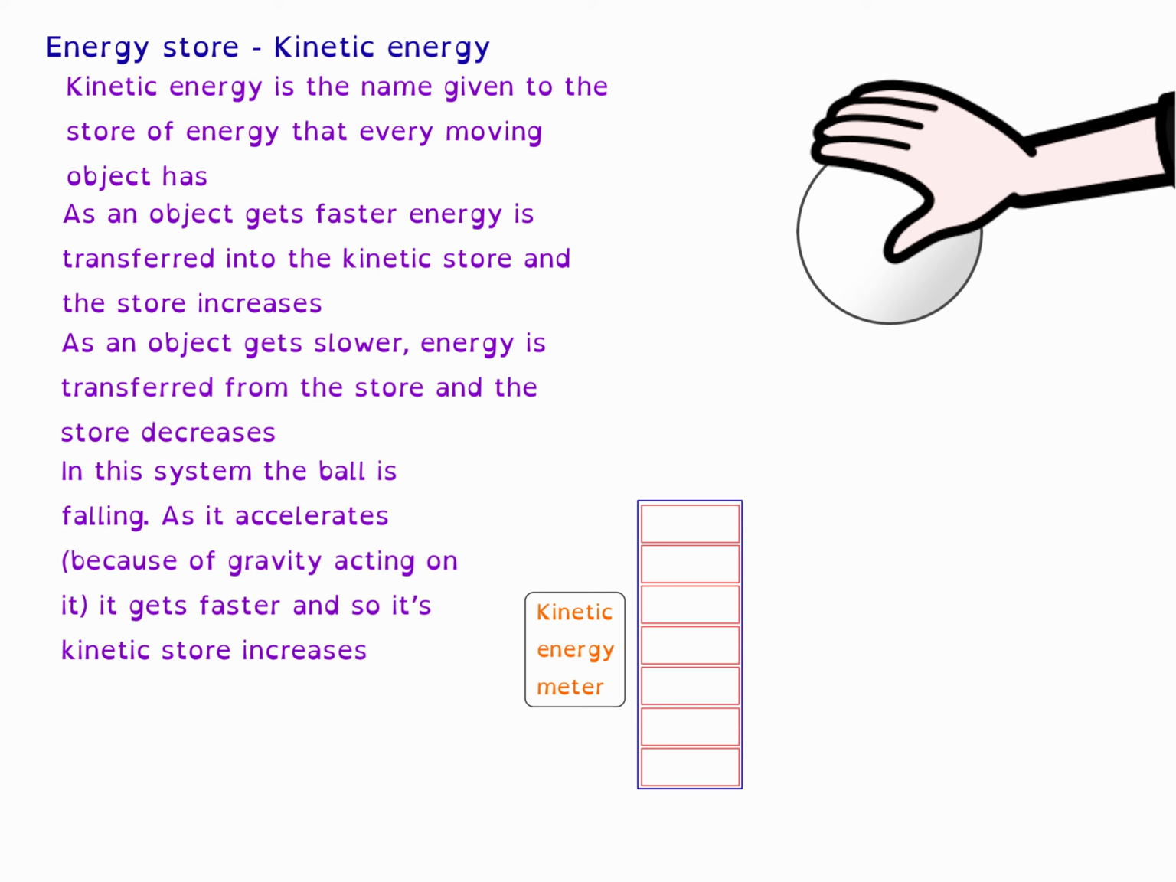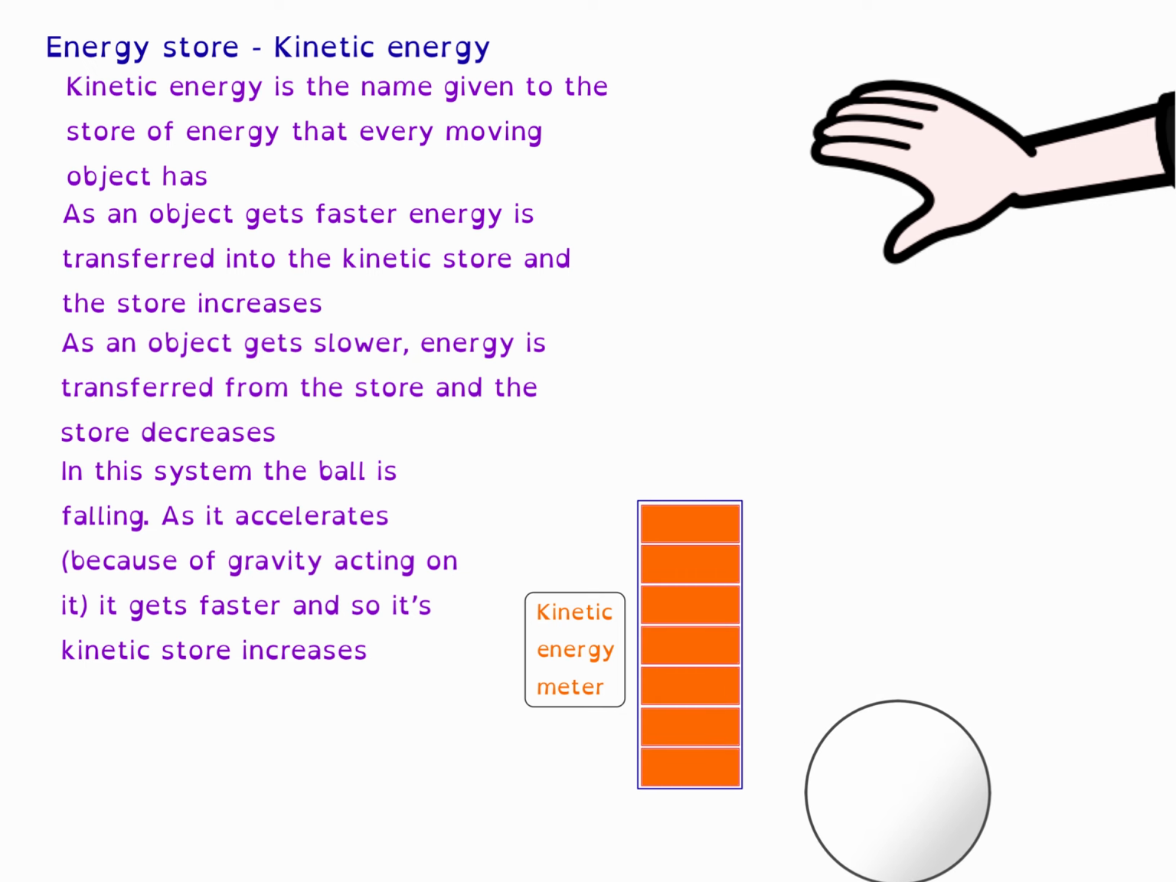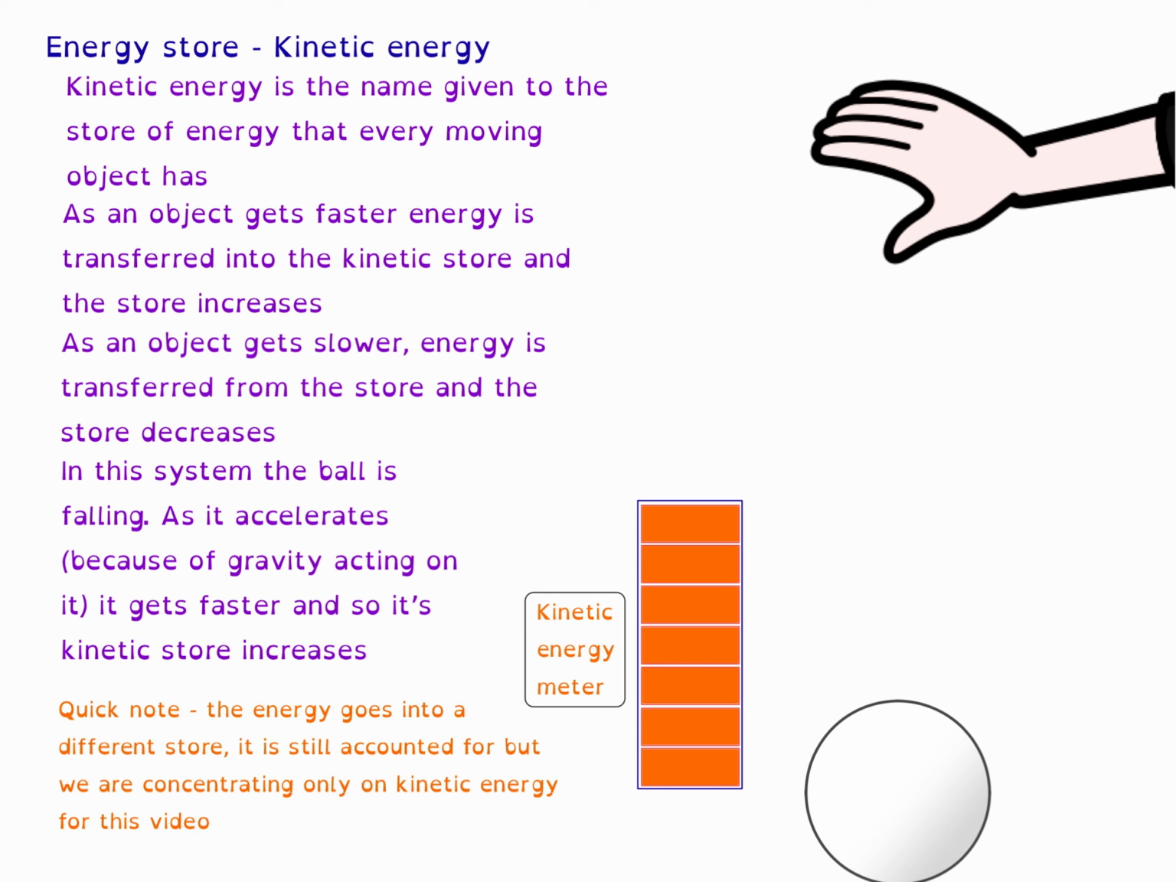In this system, the ball is falling. As it accelerates, because of gravity acting on it, it gets faster, and so its kinetic store increases. As a quick note, the energy goes into a different store. It's still accounted for, but we're concentrating only on the kinetic energy for this video.